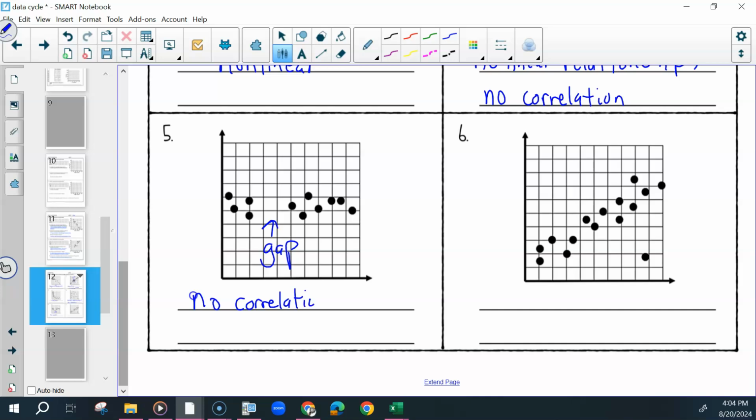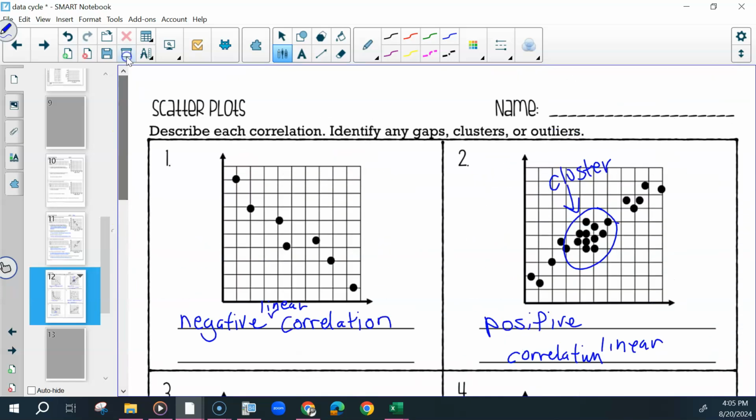Even though it definitely looks like a line, that one's kind of misleading. So we talked about positive, negative, no correlation, and some of the other ones, but I want to talk about one more. If you're looking at the data, and the data is really close together, like in number 2, they're almost basically making a line.